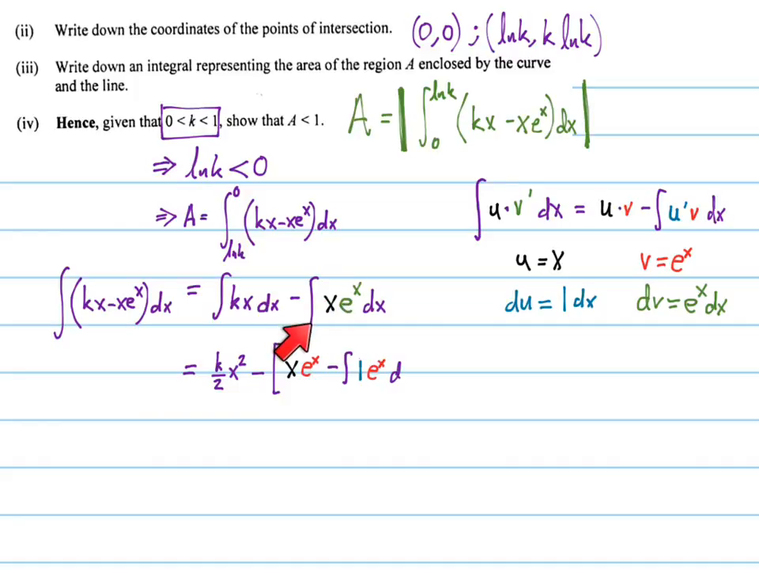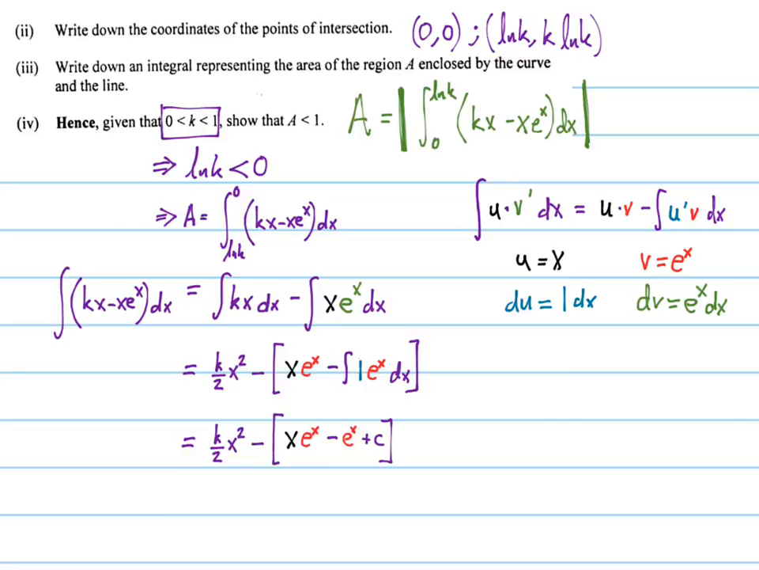And now by integrating by parts, we're going to have the u times the v, which is the x times the e to the x. And then we're going to subtract the integral of 1 times e to the x, that's over here, dx.